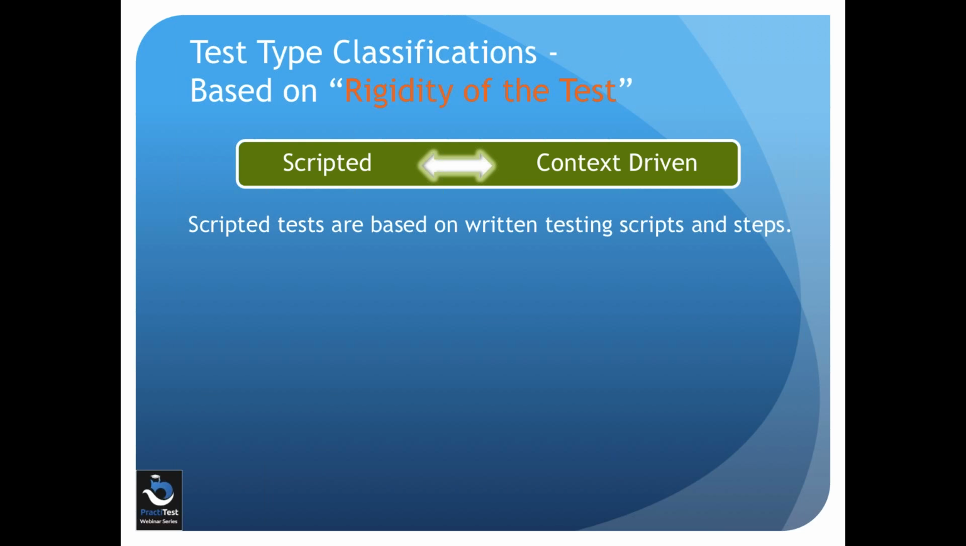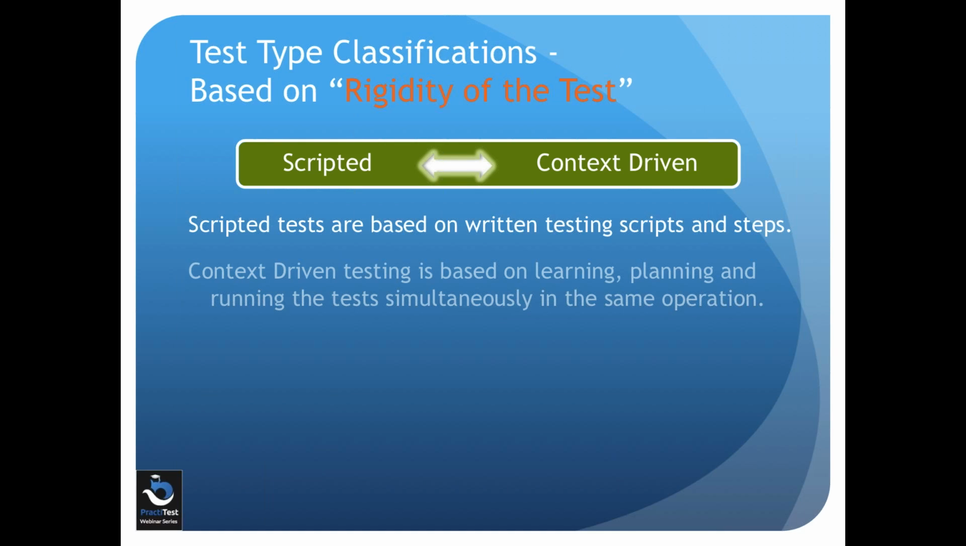Now, at the other side of this spectrum, we have what is called the context-driven school or context-driven test cases. The formal definition is test cases where you're learning the system, planning and running your test cases as you start learning that system. So it's basically what is called exploratory test cases. These are test cases where you don't really have a script. You start working with the system, you start learning how the system works, and as you learn how it works, you test it, okay?